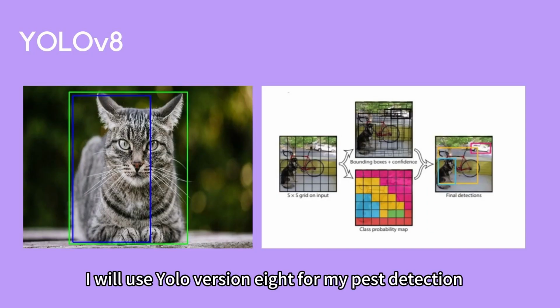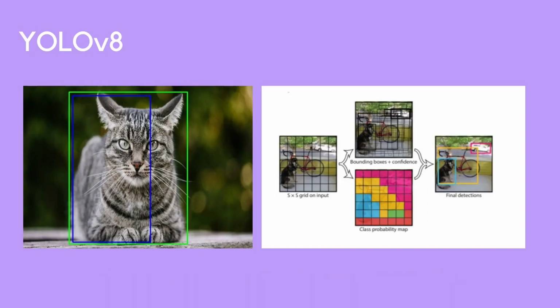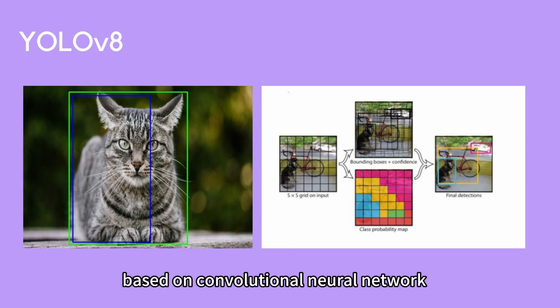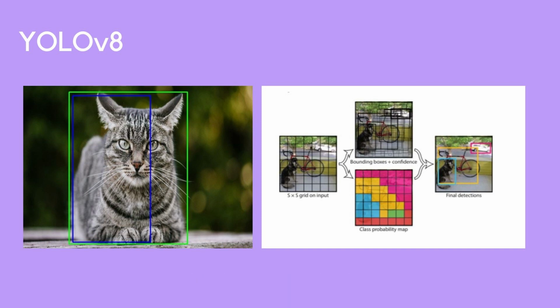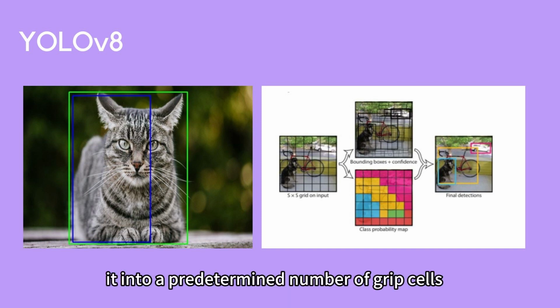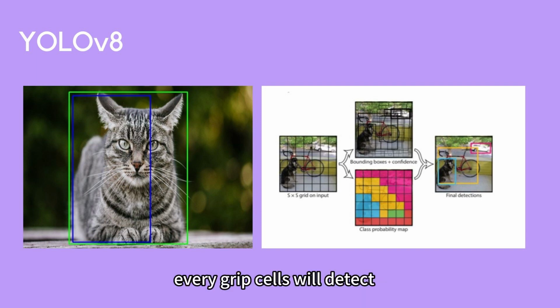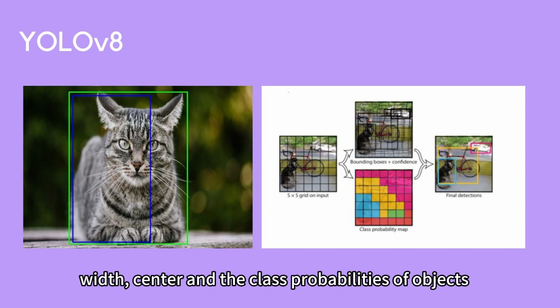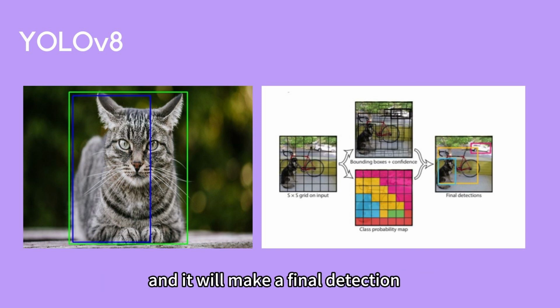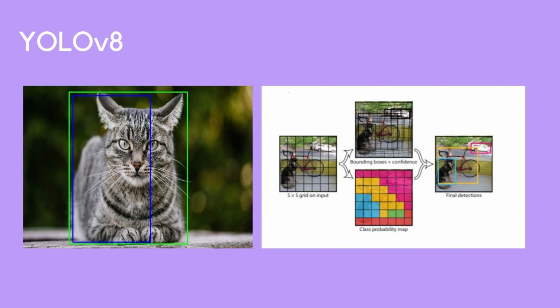I will use YOLO version 8 for my pest detection. YOLO version 8 works based on convolutional neural networks. When we put in an image as input, it is divided into a predetermined number of grid cells. Every grid cell will detect objects that appear within it, and it will use single bounding box regression to predict the height, width, center, and class probabilities of objects, and it will make a final detection.